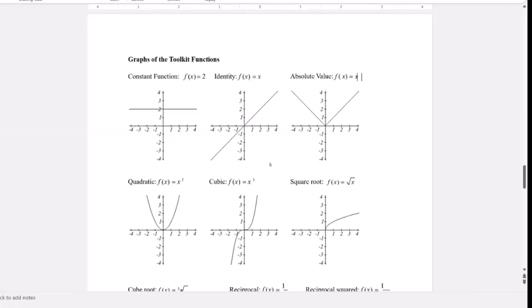And we're going to talk about graphs of different functions. So first thing we're going to start off with is a constant function. And a constant function, if you notice, the graph looks like this. Okay, it's a straight horizontal line. And the function for this line is f of x equals 2.